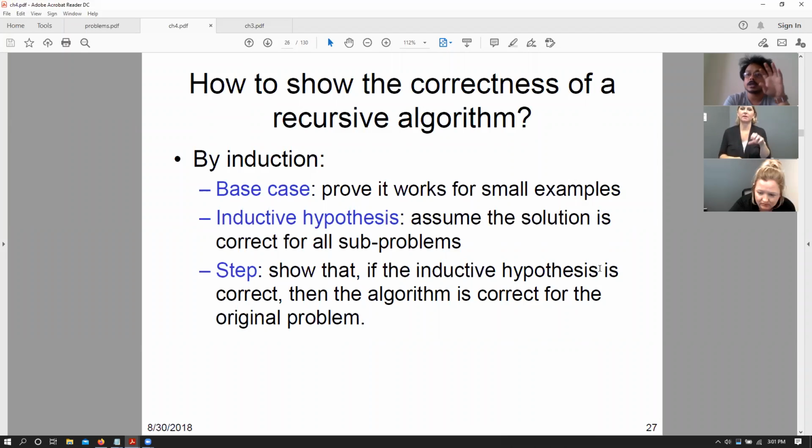Then assume that your sub-problems, and that is the inductive process, assume that your sub-problems are correct and correctly analyzed. Then the combining process would be, if the inductive process is correct, then once I combine the entire thing, the algorithm should give you the correct answer for the original problem.